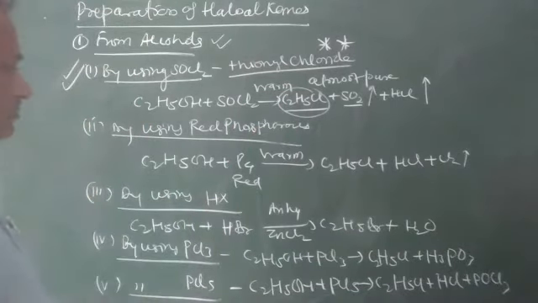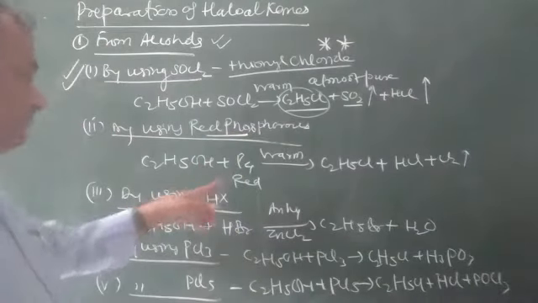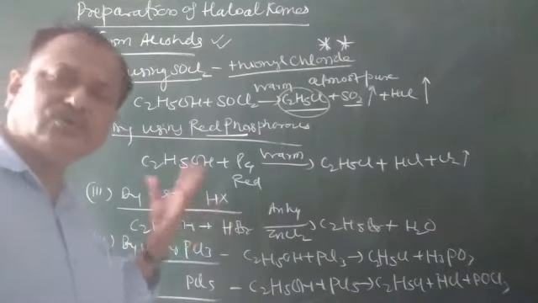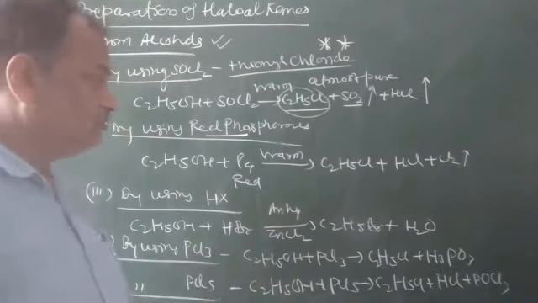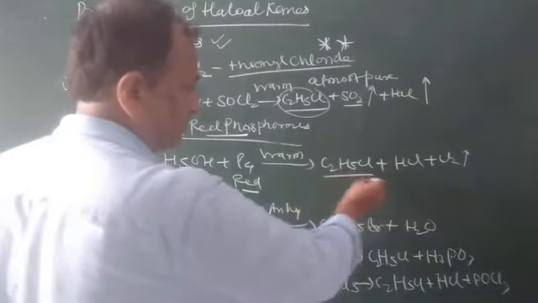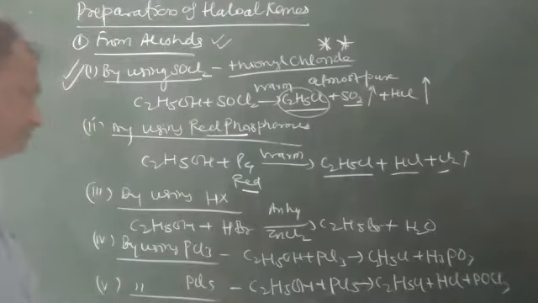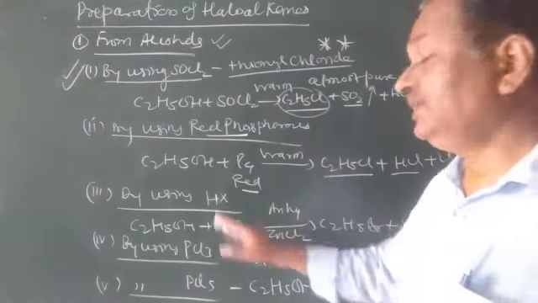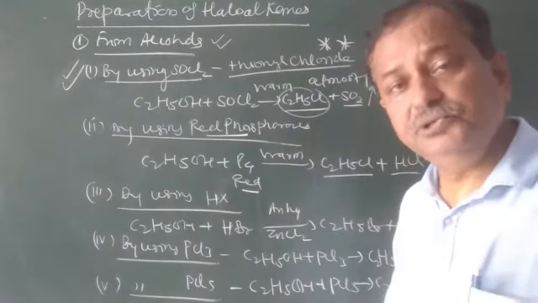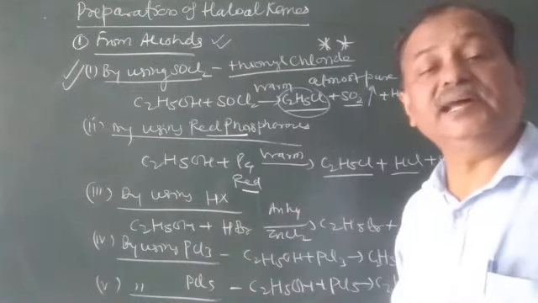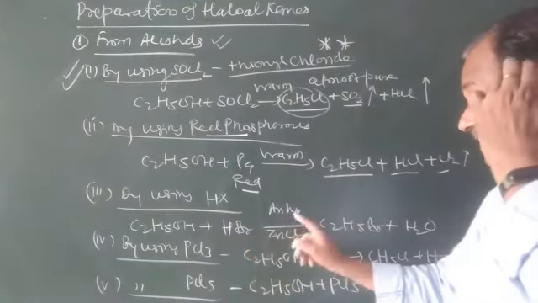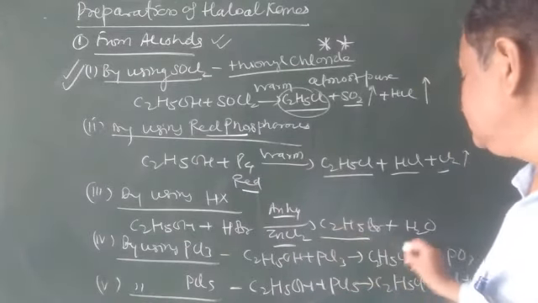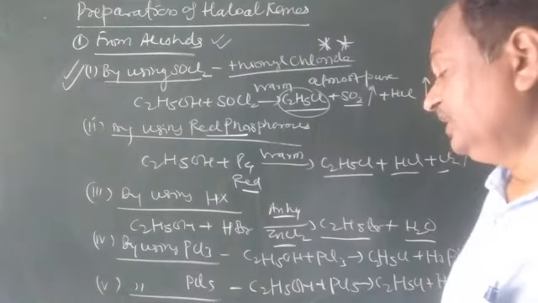Now second is by using red phosphorus. Any haloalkane can be prepared by taking red phosphorus and alcohol, any alcohol, primary or secondary, it makes no difference. On heating, there is formation of haloalkane. Then hydrogen halide can be used to prepare haloalkane, so HCl, HBr, HI, etc. I am taking HBr in presence of anhydrous zinc chloride, which is a Lewis acid, and as a result the haloalkane is formed, and water is produced as a byproduct.